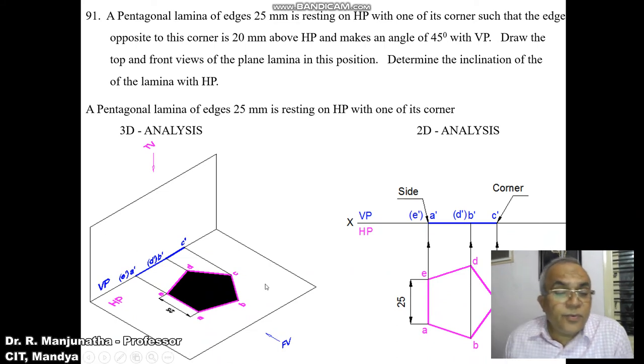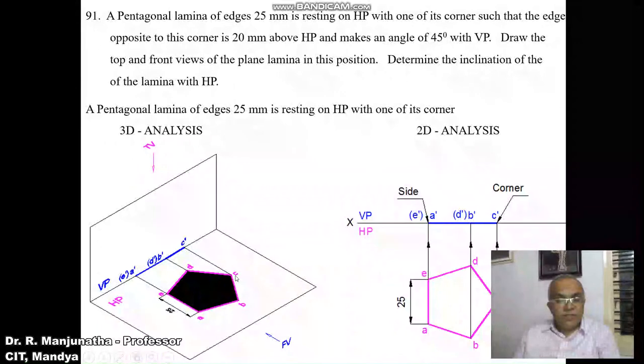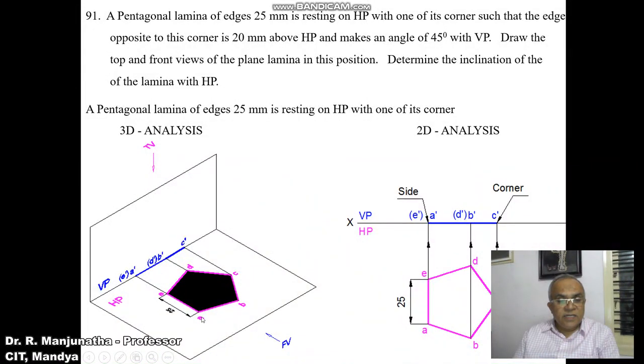When you look from the front view, we can see all the sides are parallel to HP, that is on HP. Therefore, it is going to be in true length. So AB, BC, CD, DE and EA are all equal to a side of 25 mm. And when you look from the top view, we can see a pentagonal surface of 25 mm side.